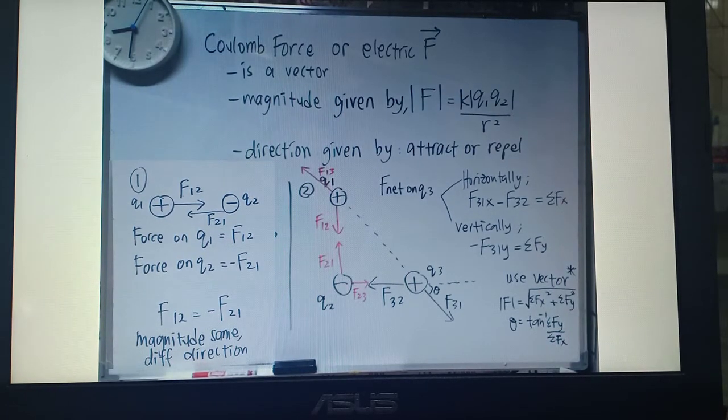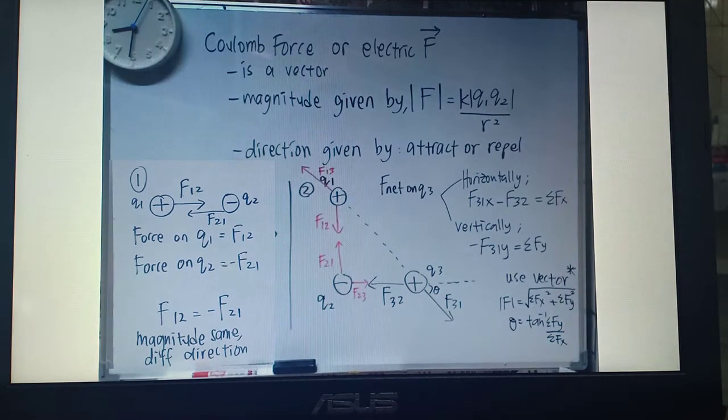In this chapter you need to be careful to distinguish between F and E. They are a little bit similar, but somehow they are different. Force is actually a vector. When something is a vector, it comes with magnitude and direction.